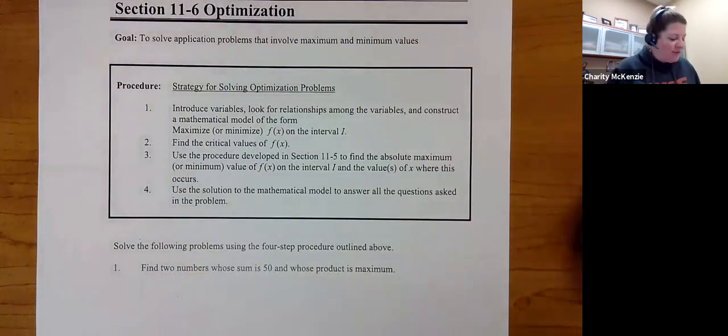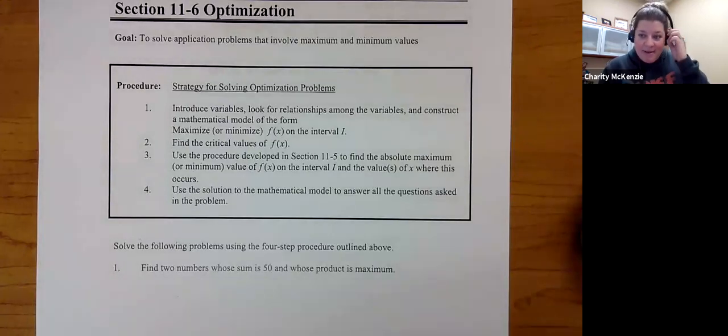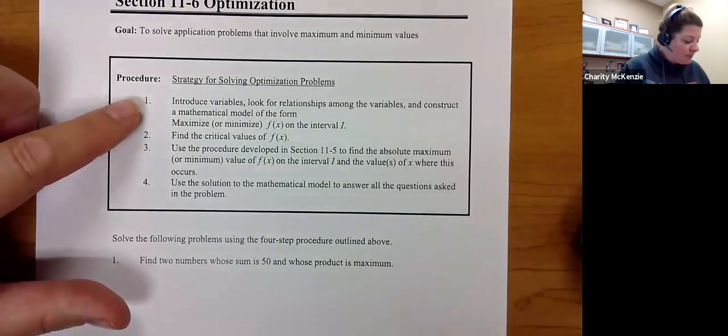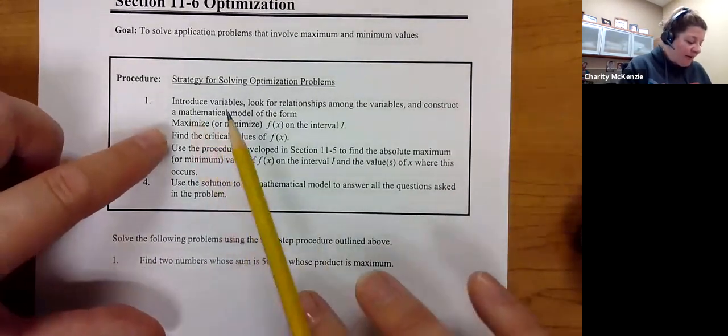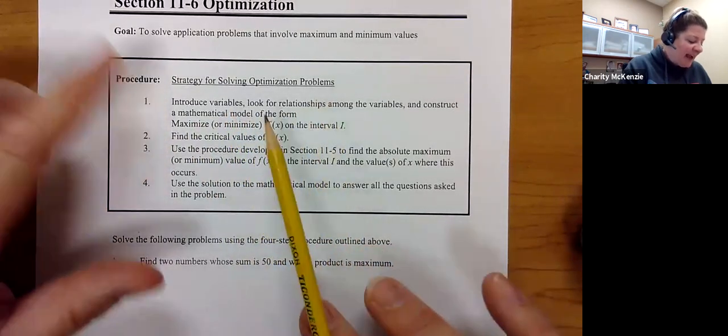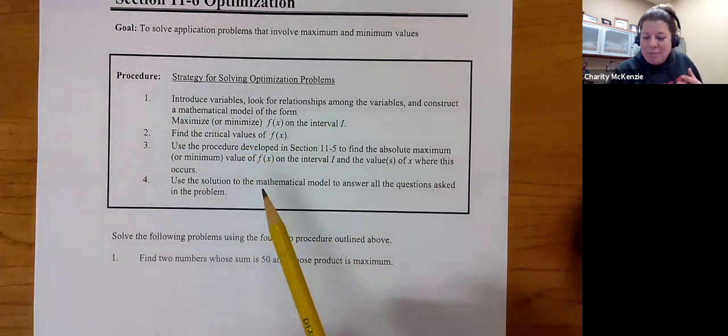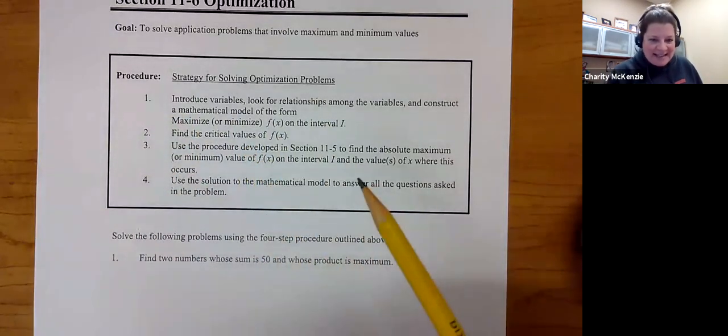Hang in there. Let me know if you have questions, and you can always use the ask the instructor feature and send me the problem, and then write what you have questions about. The procedures the book gives you are to introduce your variables and decide if you're looking for a max or a min. Read the problem twice and figure out what it's asking.